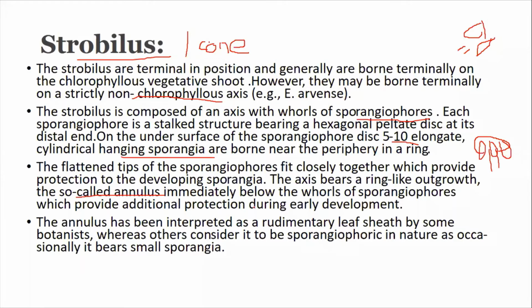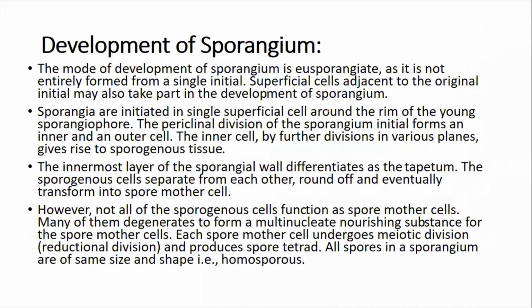Next, we'll go for the sporangium. What is the sporangium here? We are going to find 5 to 10 sporangia. Now, what is the mode of development? The development of the sporangium is of eusporangiate type. That means the sporangium is formed from a single initial. This is a very important point. These sporangia are initiated from a single superficial cell around the ring of a young sporangiophore, and at the top of the sporangiophore, the single cell will develop into a sporangium.